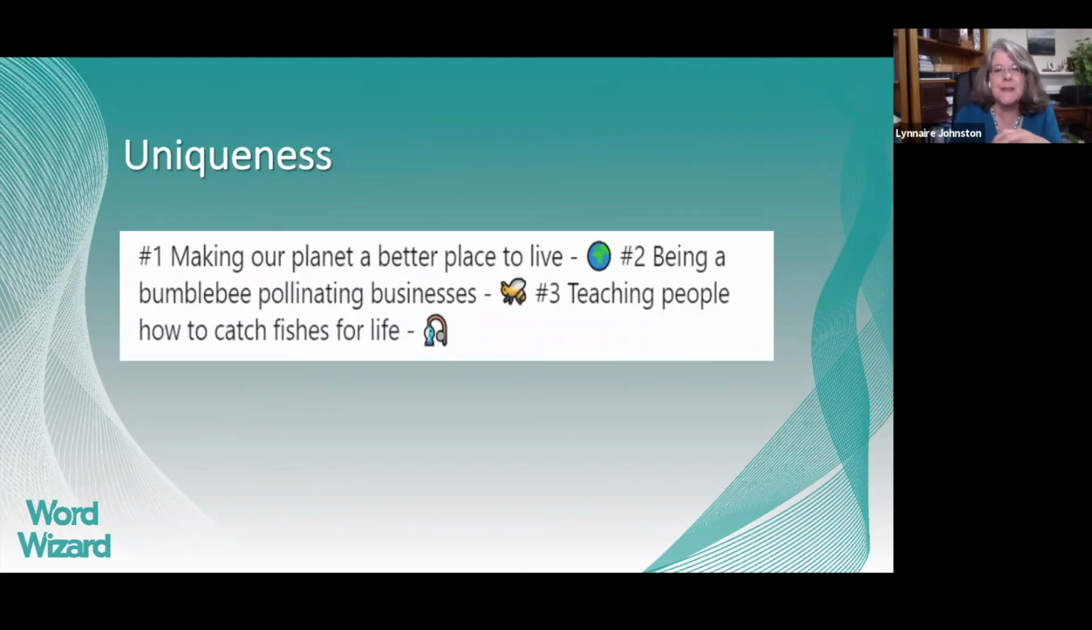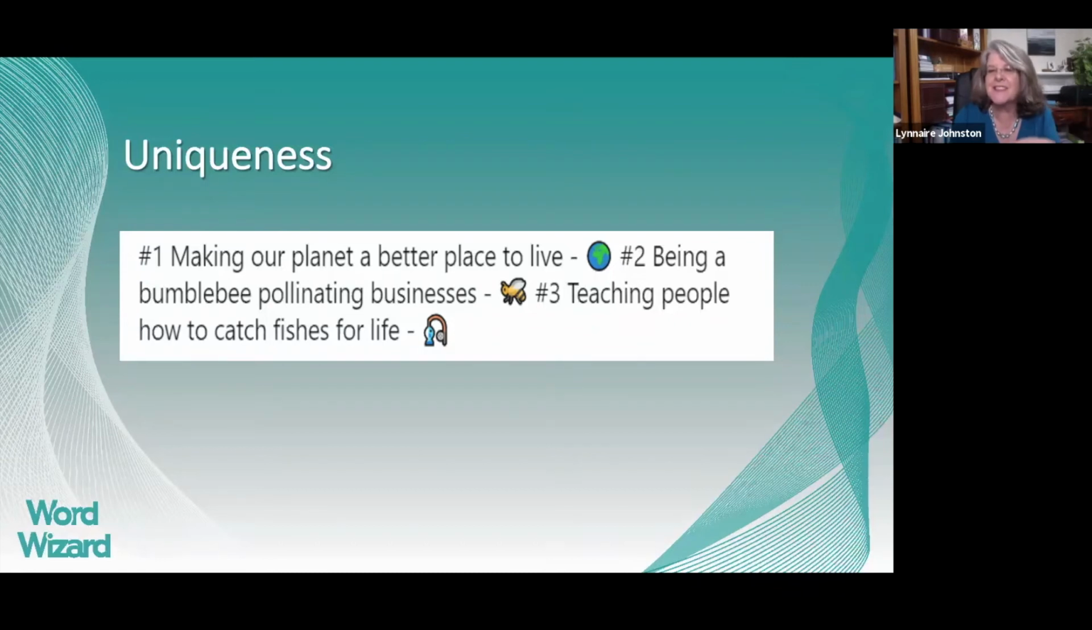Now, this one really appealed, this headline, because of its uniqueness. Now, I liked it for several reasons. One is because I'd never heard of the phrase bumblebee pollinating businesses before. And I like that. I think that that's really a nice way to describe what you do. And I like the teaching people how to catch fish for life, because that, of course, is a variation on the saying about teaching people to fish, and they'll be fed for a lifetime, as opposed to just giving them fish that will feed them for a day. So I do like that.